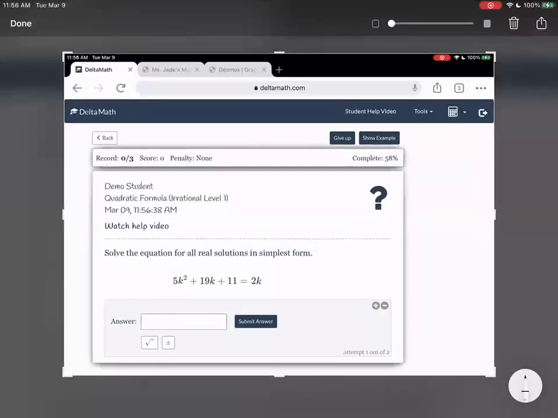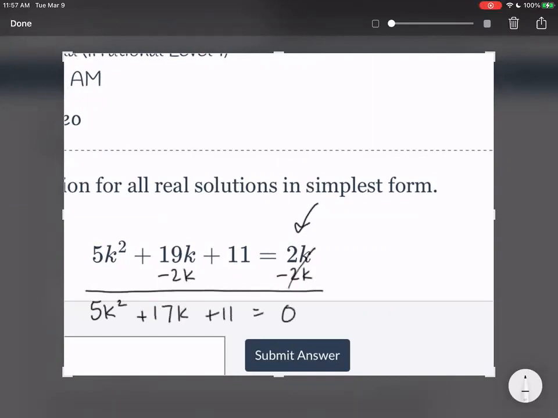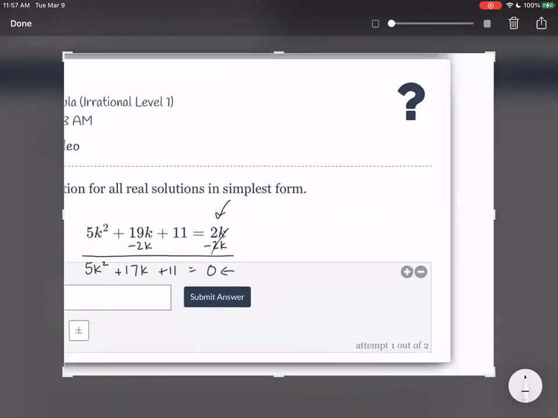So since it's still the quadratic formula, remember you want it to equal 0. So right now it's equal to 2k. Let's move that 2k. You get 5k squared plus 17k plus 11 equals 0. Now we have it equal to 0. We can start plugging it in to our quadratic formula.